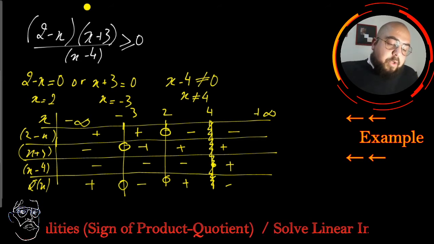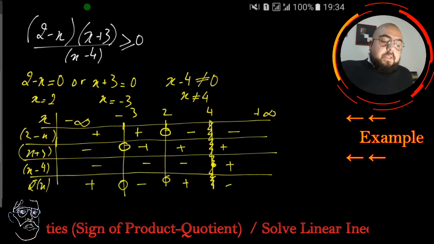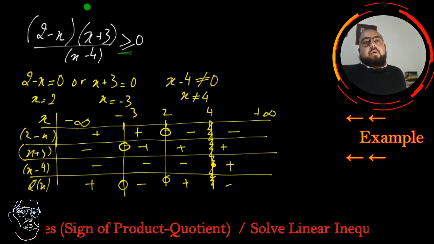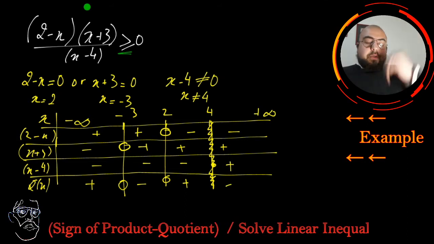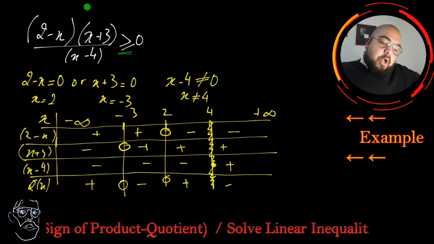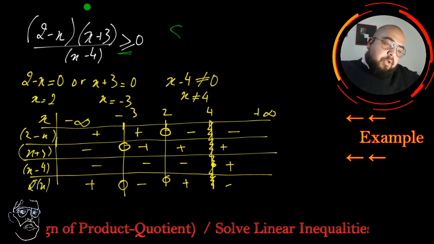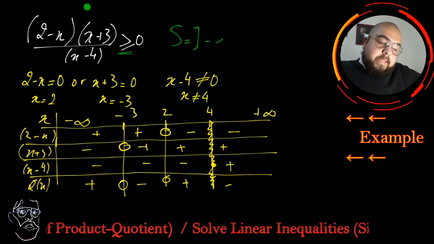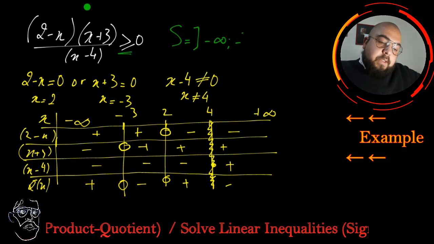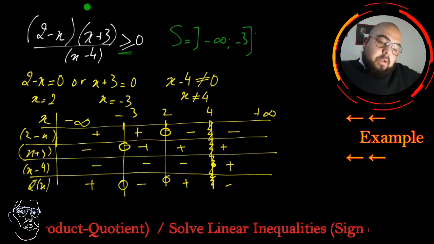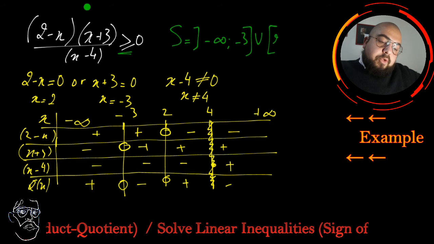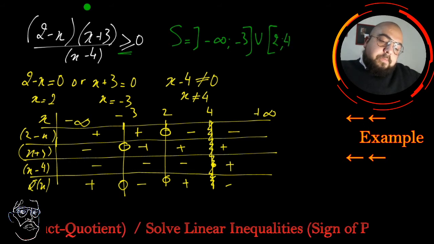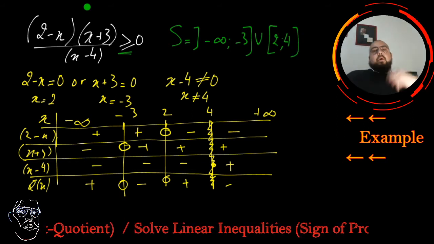I'm looking forward to find where it is greater than or equal to 0. So my solution will be from minus infinity to minus 3, union from 2 till 4. All right.